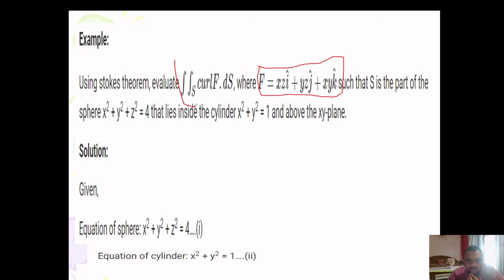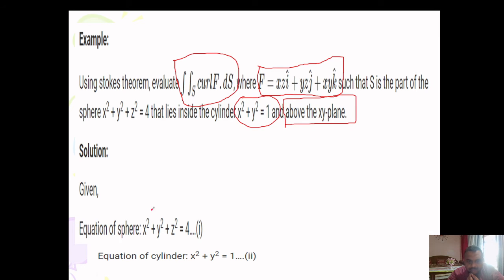So we have to evaluate the curl of a vector over a surface. It is not closed, but the surface is the part of the sphere. It is not a complete sphere, only the part of the sphere that lies inside a cylinder. So I have a cylinder, and another condition is that it should be above the xy plane. The part of the sphere should be above the xy plane, and the part of the sphere should be within the cylinder.